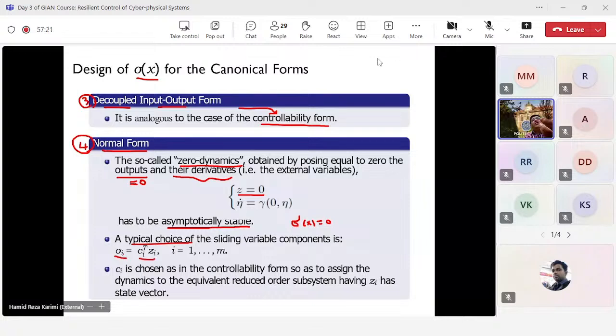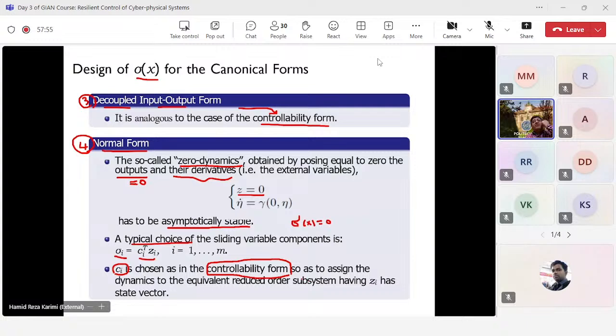Sigma I is the CI transpose Zi, but you need to remember that for this case sigma I is chosen as in the controllability form. So the basic point is that if you understand the controllability form, you can easily handle a decoupled form, you can handle normal form, because the selection of the CI is very similar to the concept before, to assign the dynamics for the reduced order form.